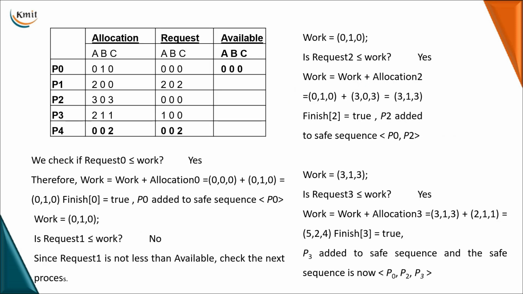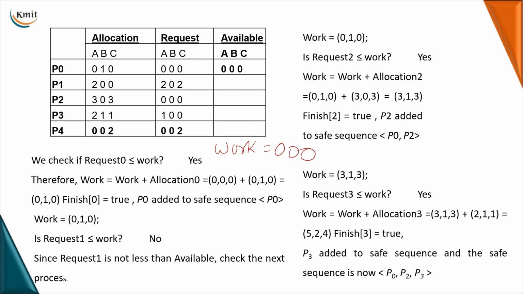Now we'll see an example here. You'll be provided with the allocation matrix, request matrix, and the available values. Previously in the safety algorithm, we calculated need, but here there is no need to calculate it. You only have to make your work equal to available. So what will be your initial work value? It is equal to 000.